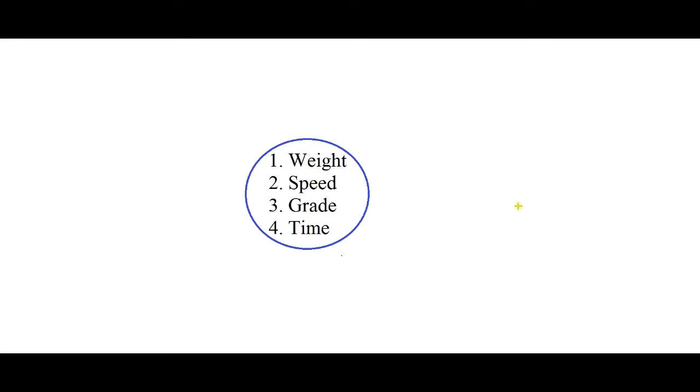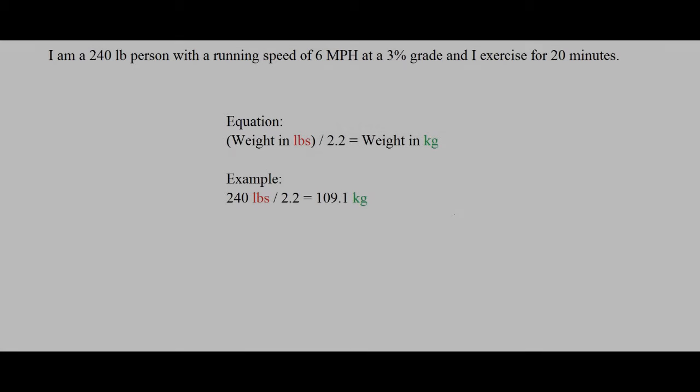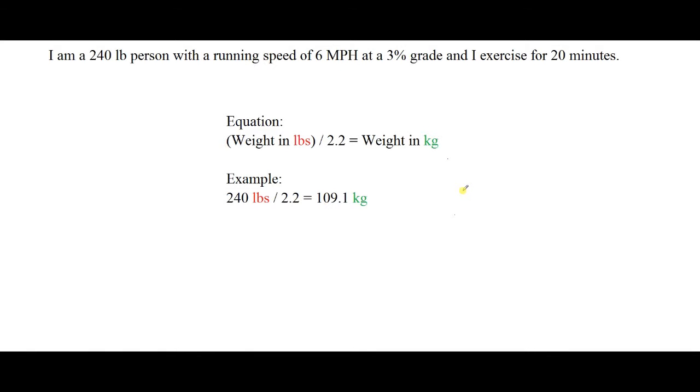And so we're going to go through this together. I'm going to have an example, and you can just follow along, have a piece of paper out, and just kind of do the math alongside. So let's go ahead and do that. All right, so this is our example. We're going to take roughly my statistics. I'm a 240-pound person with a running speed of 6 miles per hour at 3% grade, and I exercise for 20 minutes.